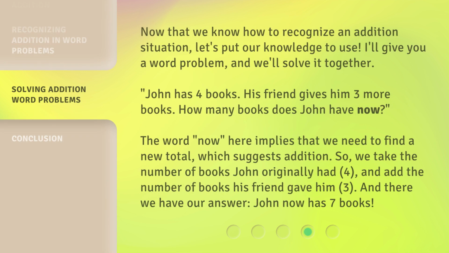Now that we know how to recognize an addition situation, let's put our knowledge to use. I'll give you a word problem, and we'll solve it together. John has 4 books. His friend gives him 3 more books. How many books does John have now? The word now here implies that we need to find a new total, which suggests addition. So, we take the number of books John originally had, 4, and add the number of books his friend gave him, 3. And there we have our answer. John now has 7 books.